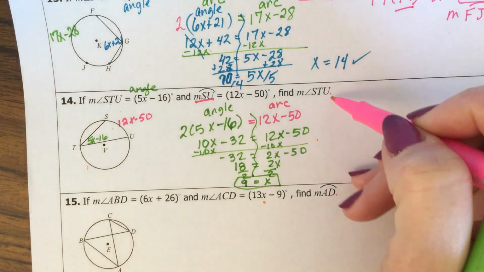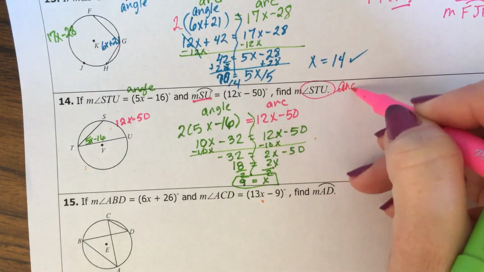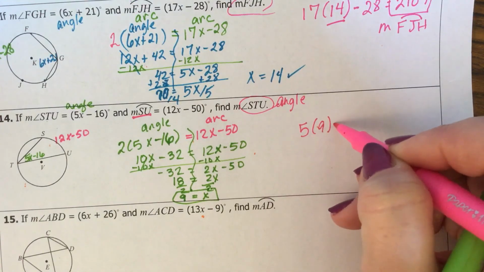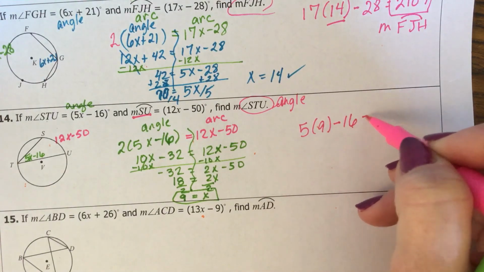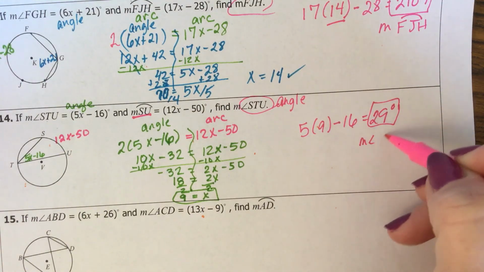But again, they're asking for this measurement. That's the angle. So I'm going to plug it back into the angle. 5 times 9 minus 16 gives us 29 degrees for the measure of angle STU.